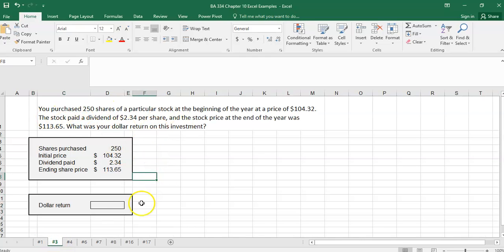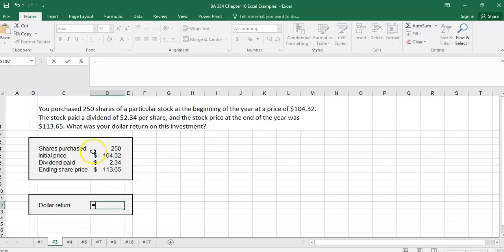Our next example is looking for the dollar return. So we want to know how much money we actually earned on this investment. So we purchased 250 shares at the beginning of the year at the price of $104.32. The stock paid a dividend of $2.34 per share, and the stock price at the end of the year was $113.65. So what was our total return on this investment?